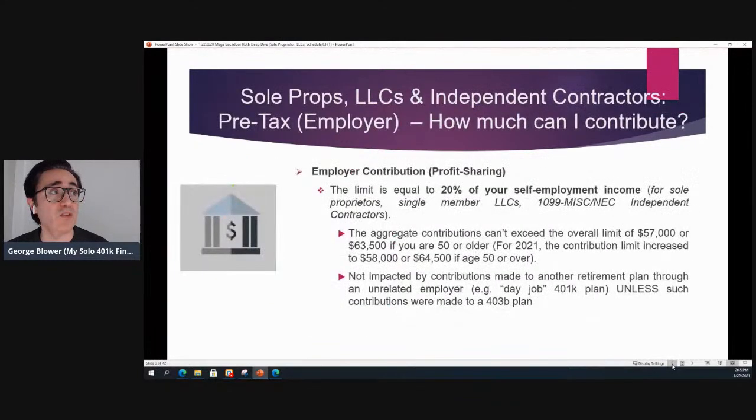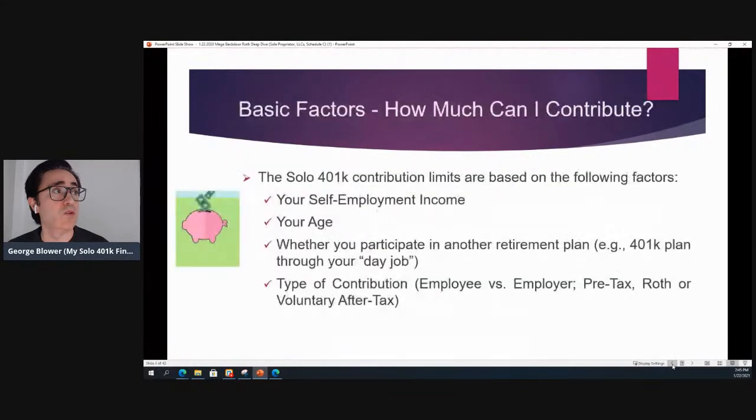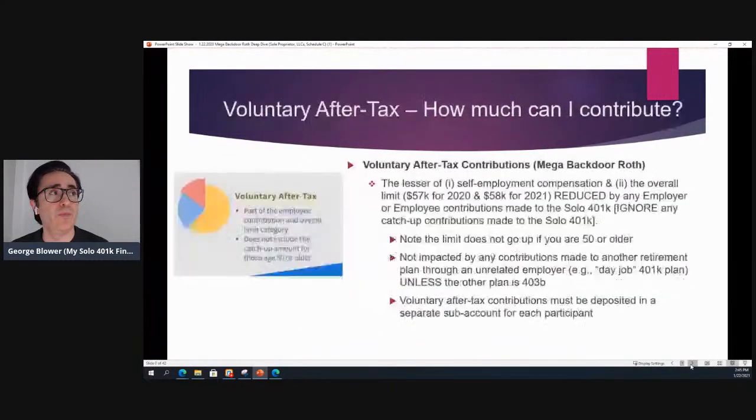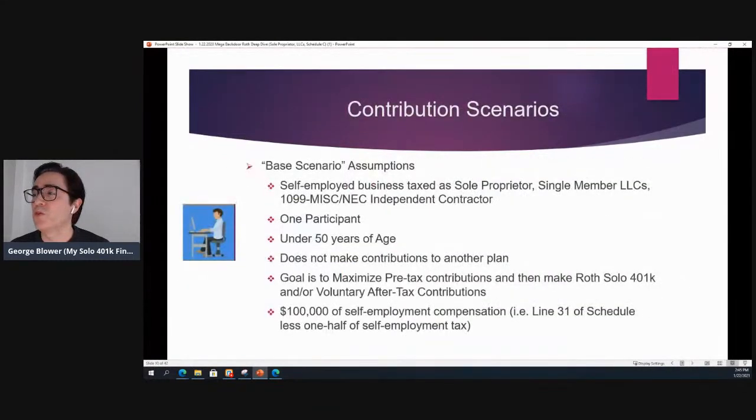So going back to the factors page, you have, what is that spouse's Schedule C income? What is that spouse's age? Does that spouse participate in another plan? What type of contributions does that spouse want to make? Pre-tax, employee, Roth employee, employer, voluntary after-tax, down the line. So thank you for that good question. Hopefully that gives you the information you're looking for.